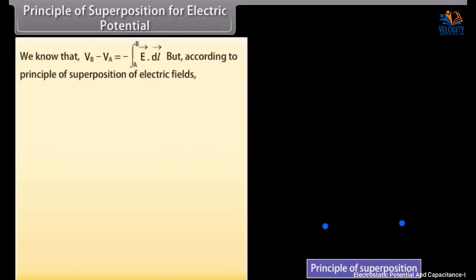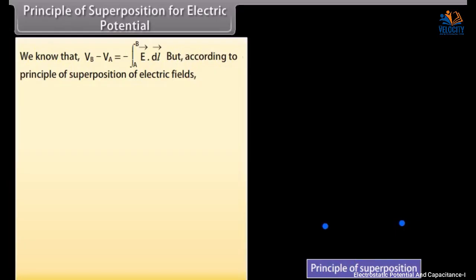Principle of superposition for electric potential. Let us consider 2 point charges plus Q1 and plus Q2. Take any 2 points A and B in the combined electrostatic field of 2 charges Q1 and Q2. Choose a curve L between A and B. We know that V_B minus V_A is equal to minus integration from A to B of E vector dot dl vector.